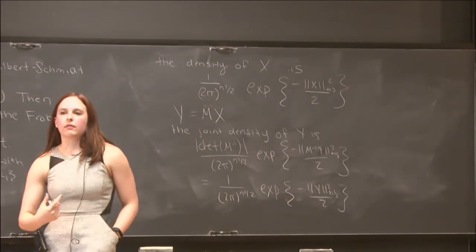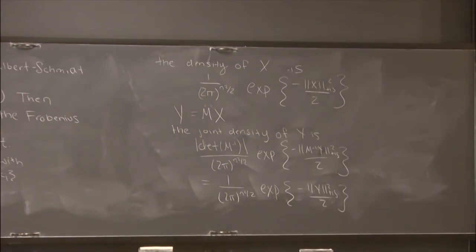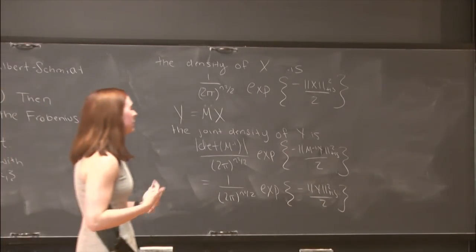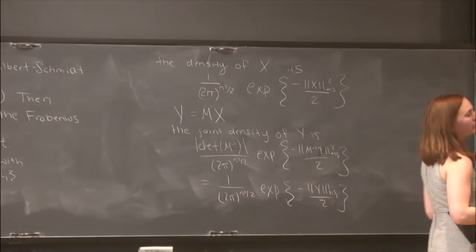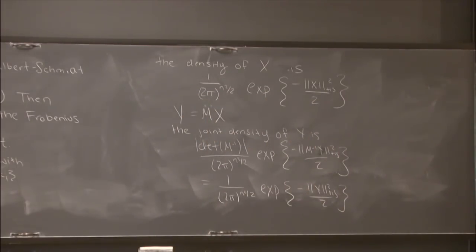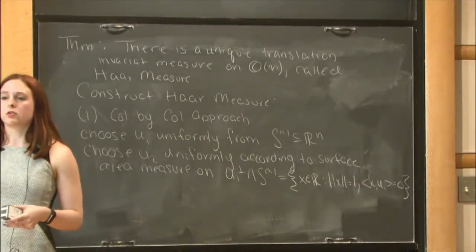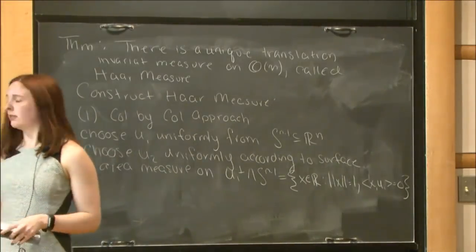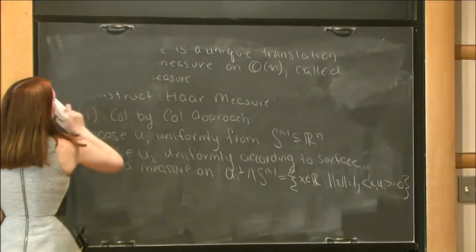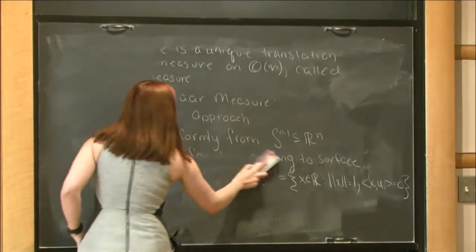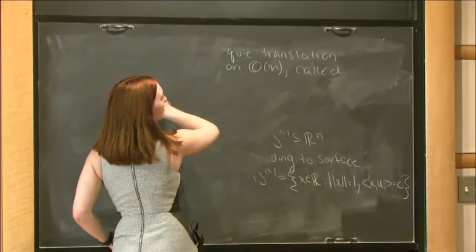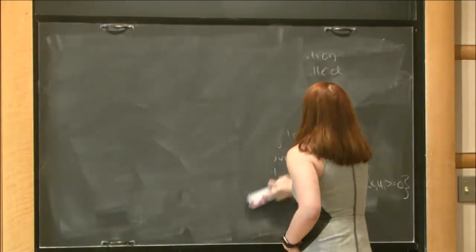But I don't yet have Haar measure because this matrix is not orthogonal. And so I do what we always do when we want to orthogonalize. I use the Gram-Schmidt algorithm. And so all I need to check now is that in applying the Gram-Schmidt algorithm, I'm not losing this translation invariance that I really need. So the way you can check that is showing that multiplication by an orthogonal matrix commutes with applying the Gram-Schmidt algorithm.